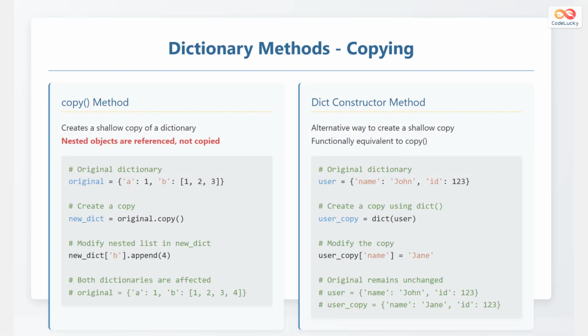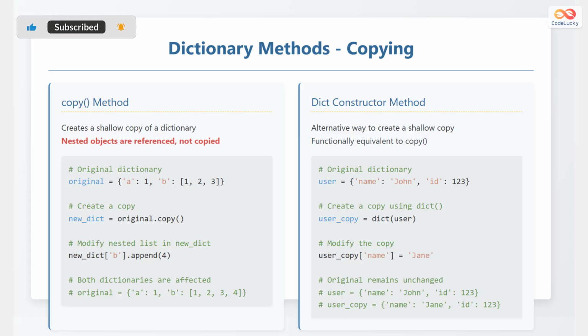Now let's look at how to copy dictionaries in Python. The copy method creates a shallow copy of a dictionary. This means that while the dictionary itself is a new object, the nested objects within it are referenced, not copied. Modifying a nested object in the copied dictionary will affect the original dictionary as well. On the other hand, you can use the dict constructor method, which is an alternative way to create a shallow copy and is functionally equivalent to the copy method.